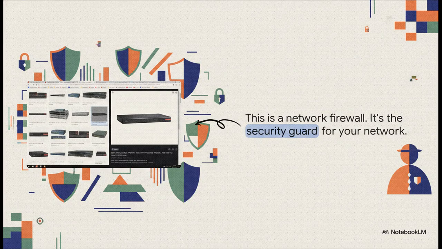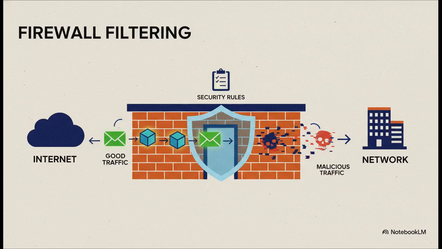And in the world of networking, that security guard is called a firewall. It's a device that sits right at the border of your network, and its job is to inspect everything that tries to come in or go out. Conceptually, what it does is pretty simple. It monitors all the traffic, both incoming and outgoing, and it checks that traffic against a set of security rules you've given it. If the traffic follows the rules, it gets through. If it doesn't, it gets blocked.